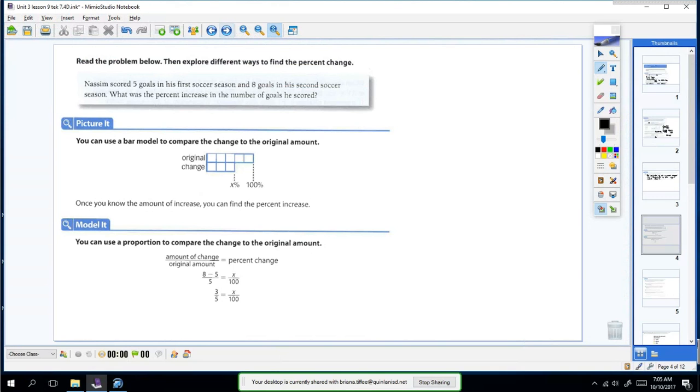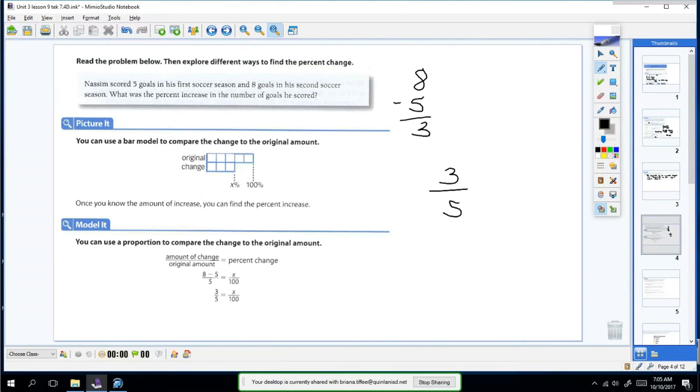Okay, read the problem below, then explore different ways to find the percent change. Nassim scored 5 goals in his first soccer season and 8 goals in his second soccer season. What was the percent increase in the number of goals he scored? Well, first off, you have to figure out the amount of change. So the amount of change is going to be 8 minus 5, which is 3. So the amount of change between the first season and the second season is 3 goals. The original amount he started off with was 5 goals.